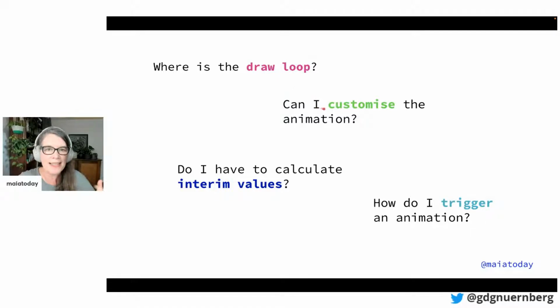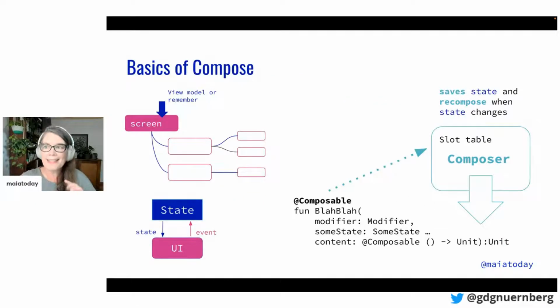Can I customize these animations? Do I have to figure out the interim steps in between? And typically, if a user clicks something and triggers an animation, how do you trigger the animation? Those are the kinds of questions I've got in the back of my mind while I'm looking at the API. But let's take another step back and get a quick overview of how Compose works.